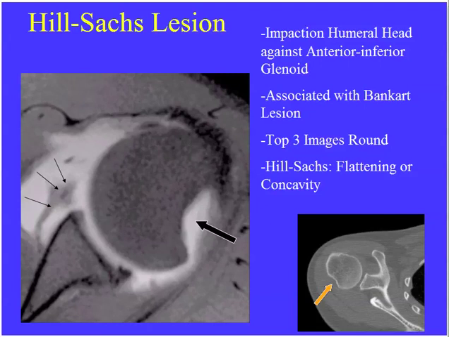So if you see any flattening, whether it's on MR or CT, if you see any flattening in one of the upper three images of the humeral head, that represents a Hill-Sachs lesion associated with an anterior dislocation. And here we see an abnormal displaced anterior inferior labrum as well.